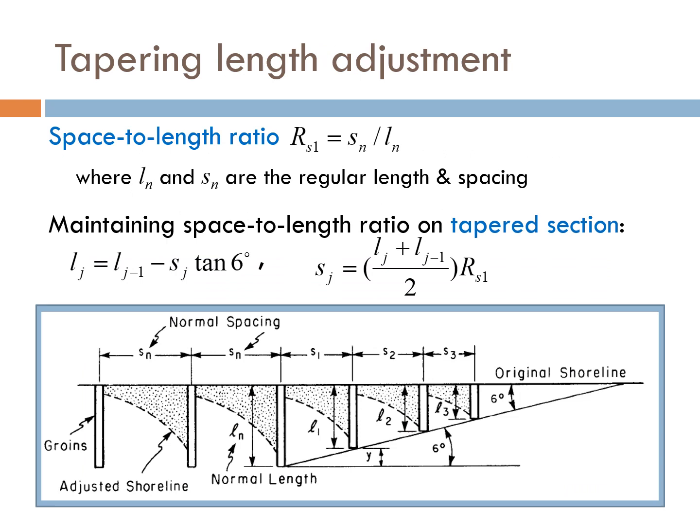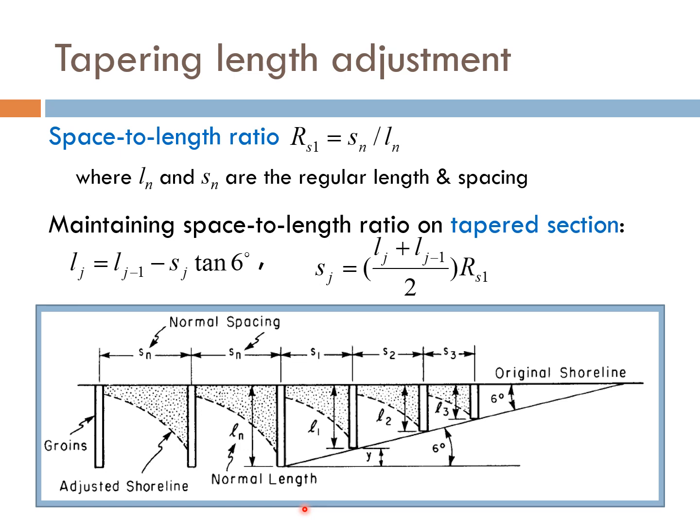To design a tapering groin field, length adjustment is carried out for the most updrift and the most downdrift section of the groin field. Here, let's consider a groin field whereby the groin length is Ln and the groin spacing is Sn. We assume that these two values have already been designed for, and they are being applied to all the intermediate groins so that they have the space to length ratio R equals Sn over Ln.